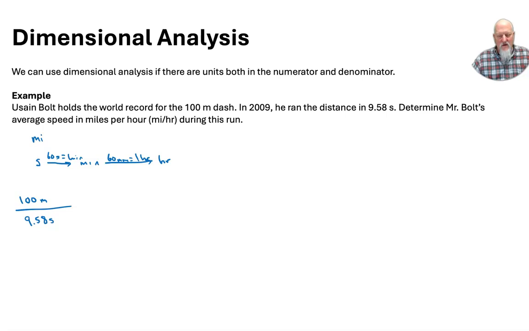Now I need to go, because I'm starting with meters, to miles. If we look at our English to metric conversion, I can go from meters to inches. I can go kilometers to miles, or miles to kilometers. So I go miles to kilometers, which is 1 kilometer is equal to 0.62 miles.